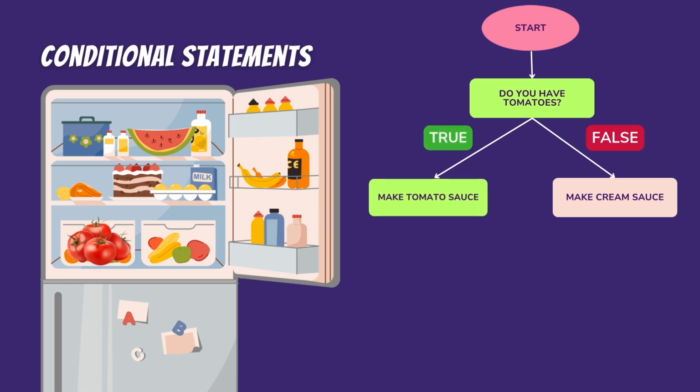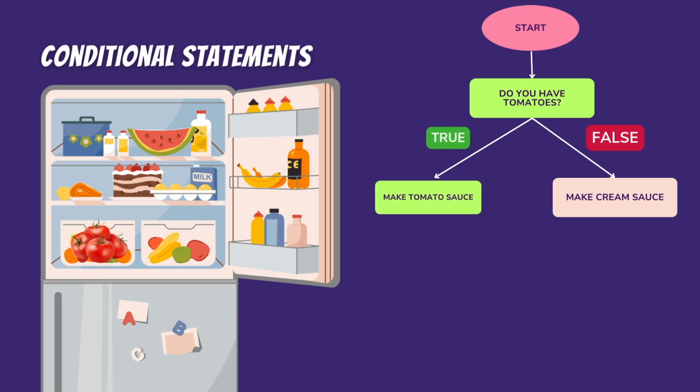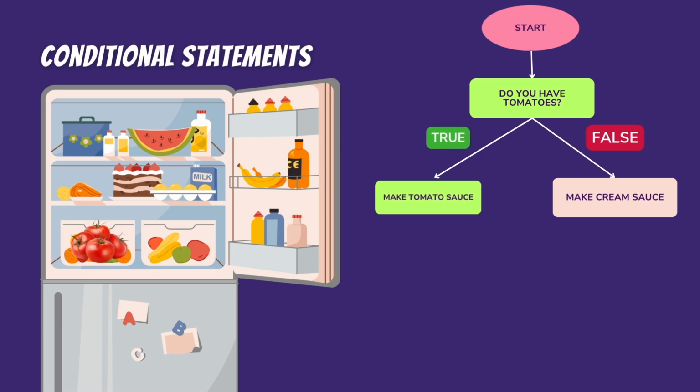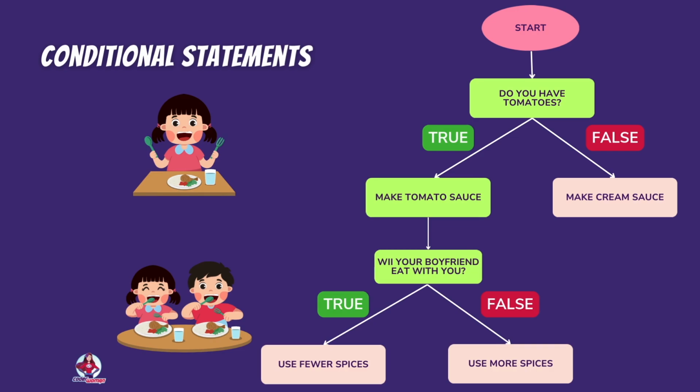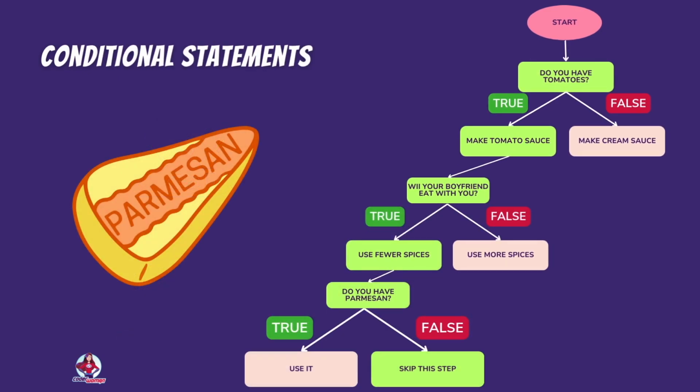Let's say you're making tomato sauce because you found some tomatoes. Now think about who you're cooking for. Just yourself, or will your boyfriend join you for a date and eat with you? If it's just for you, you'd add many spices because you like them. But if your boyfriend is coming, you'd use fewer spices so you both enjoy it. Finally, you want to top the dish with parmesan. You need to check if you have some. If you do, go ahead and add it. If not, just skip it.